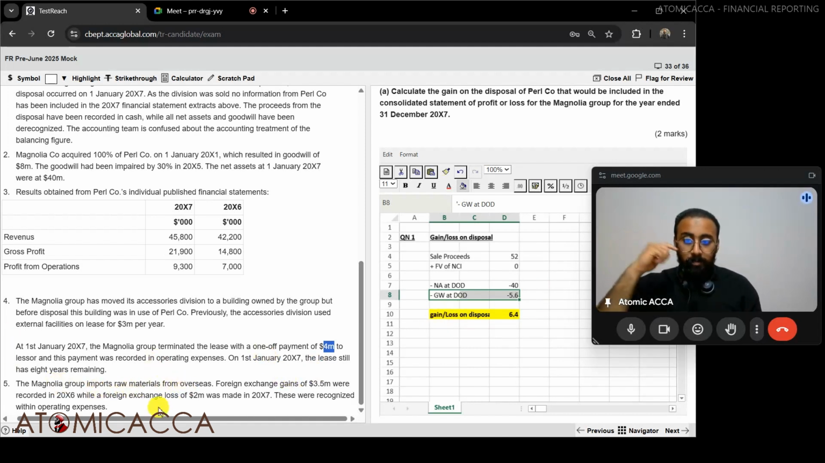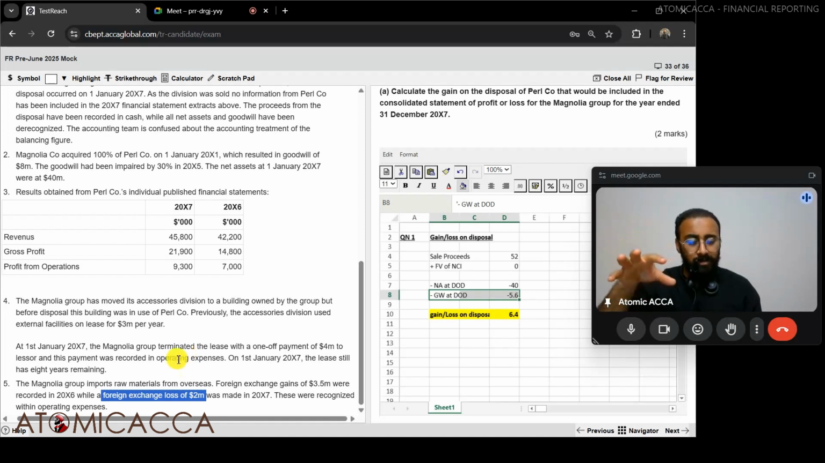Then Magnolia Group imports raw material from overseas. Foreign exchange gains of 3.5 million were recorded in 20x6, while a foreign exchange loss of 2 million was made in X7. So significant foreign exchange fluctuations are happening. You can just give some suggestions, like the company could get into derivatives, or the company could try taking some hedging techniques in order to protect themselves against fluctuation in movement.